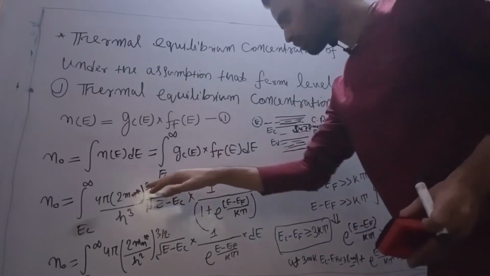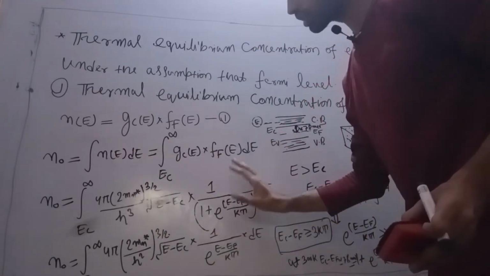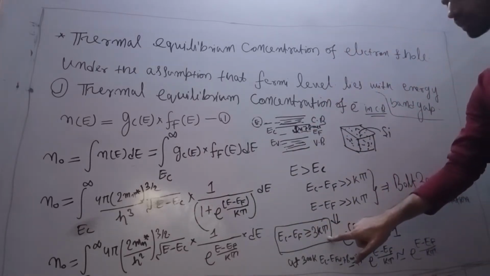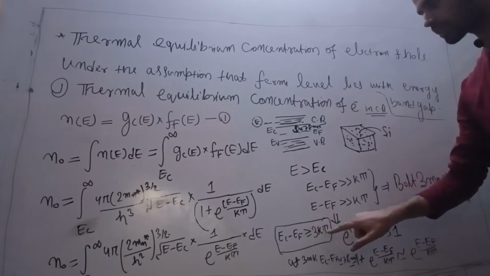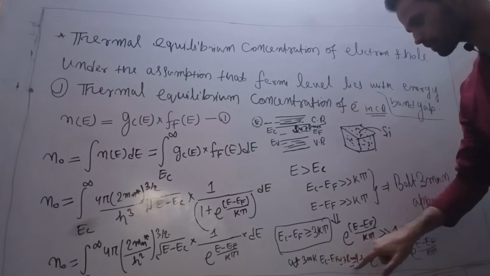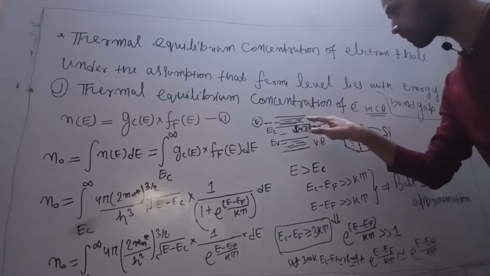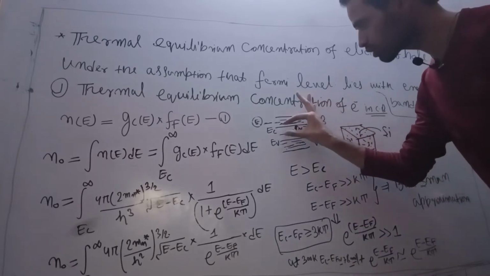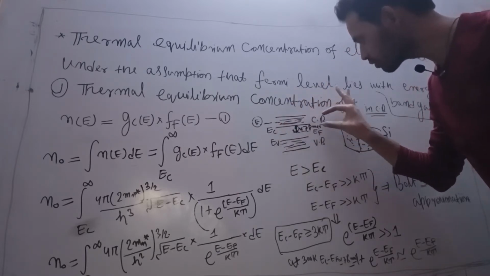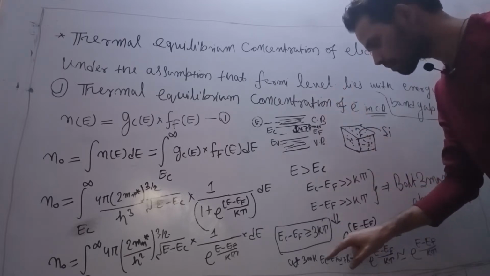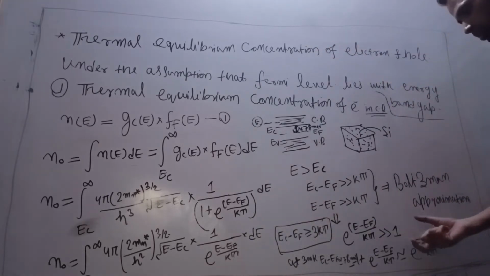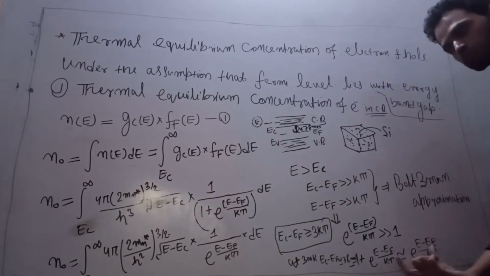Otherwise you have to deal with this factor only, you have to solve this. This is only possible when this condition is valid. Which condition? Ec minus Ef is greater than or equal to 3 times kT, the thermal voltage. Under room temperature, Ec minus Ef is 78 milli electron volt. So if this gap Ec minus Ef is at least 78 milli electron volt under room temperature, then only we are able to take this Boltzmann approximation.